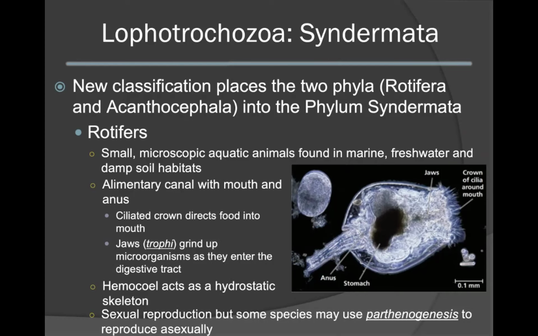Rotifers have a rudimentary alimentary canal with a mouth as well as an anus. They also have a ciliated crown that helps to direct food into the mouth area. Some may have jaws, or trophi, that can grind up microorganisms as they enter into the digestive tract. In addition, they have a hemocoel that can act as a hydrostatic skeleton. Sexual reproduction can happen in some species, however, many use parthenogenesis to reproduce asexually.